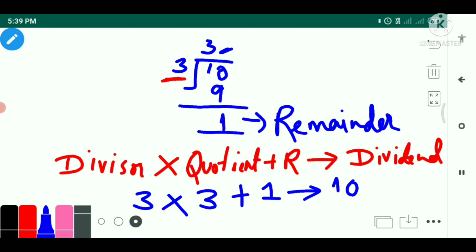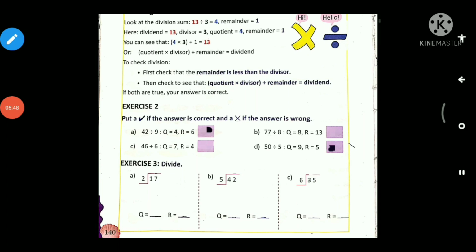So with this we'll do some questions that are given in your book. Now my dear students, open page number 140, see exercise 2. Here we have to put a tick mark if the answer is correct and a cross mark if the answer is wrong. So see the first one. We'll check our answer by that method: divisor multiplied by quotient plus remainder is equal to dividend. If we get the dividend, then our answer is correct.